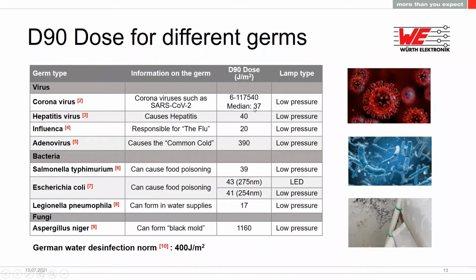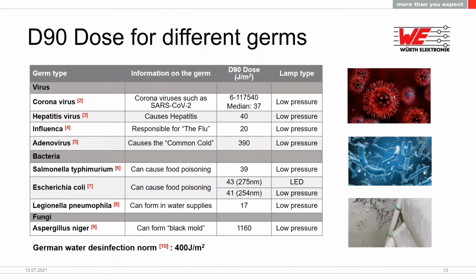Well, it's not that easy. What you get from different studies, and even within the same study, is a lot of different numbers for this D90 dose. For example, in this one study that is also referenced at the end of the presentation, they found that the D90 dose can actually vary between 6 and more than 100,000. So there's basically a huge difference in the D90 dose found by different research groups. And this is actually due to different experimental settings.